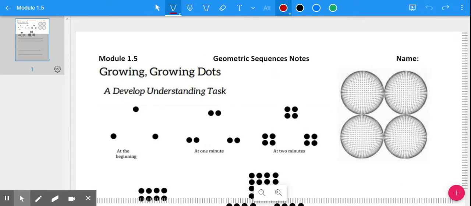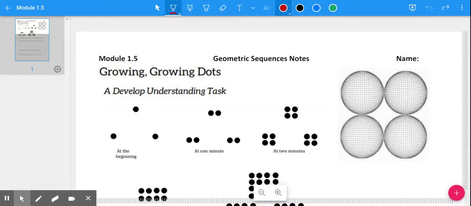So an arithmetic sequence, you added to get from one term to the next, or you subtracted by adding a negative. Geometric sequences is like the next topic. It's the next level up. So we were adding and subtracting, so now we're going to be multiplying.